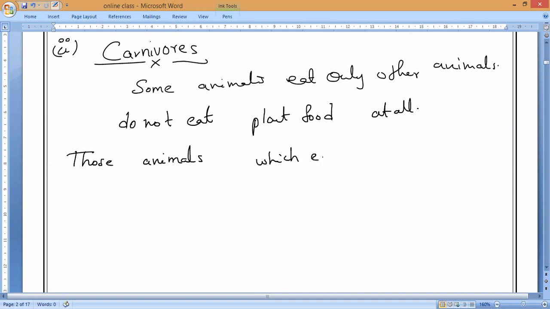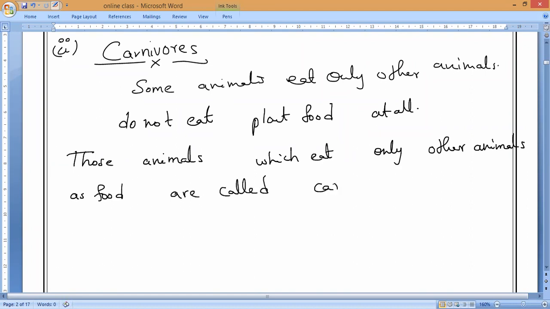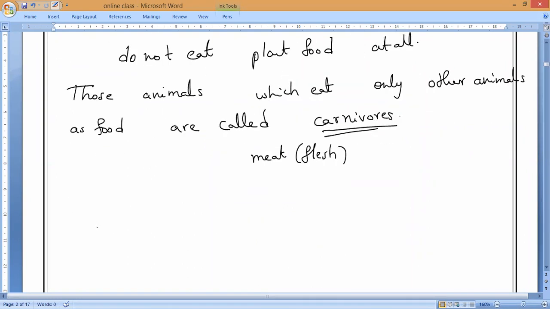Those animals which eat only other animals as food are called, what do we call them, guys? Carnivores. Okay, so now these carnivores eat only either meat or flesh of the animals. So we can also say that those animals eat only the meat of other animals. Now some examples of carnivores, if we take, can anybody give examples, please.